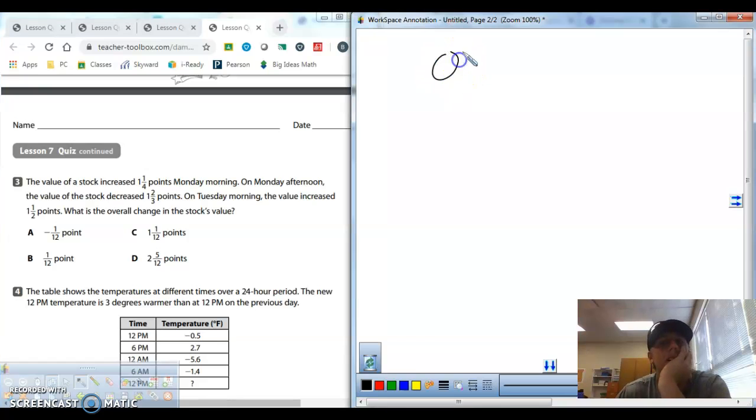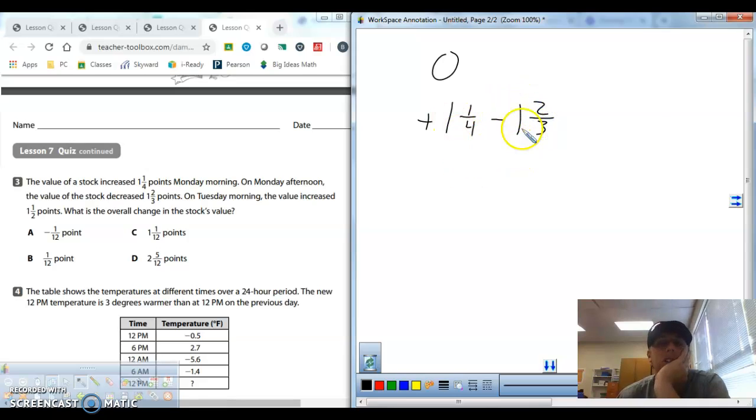So we're starting at 0. We'll just assume we're starting at 0. Okay. Then it increased by 1 1/4. So now we're sitting at positive 1 1/4. On Monday, it decreased by 1 2/3. So we're going to take this 1 1/4, and we're going to take away 1 2/3.